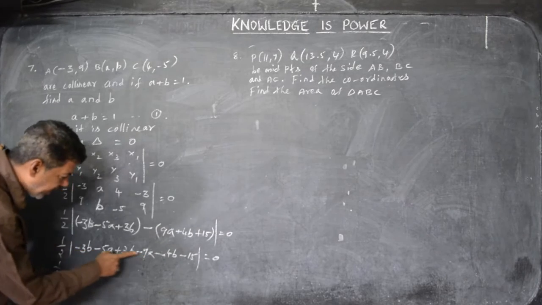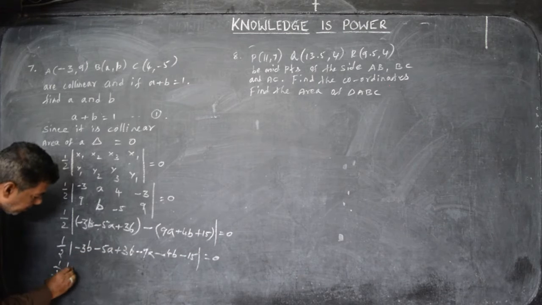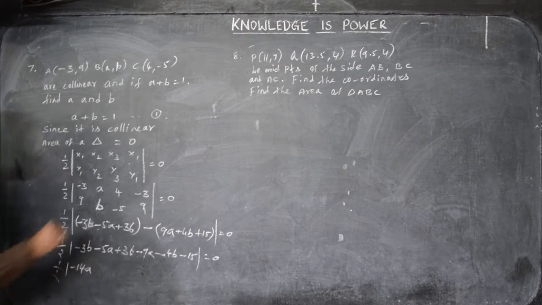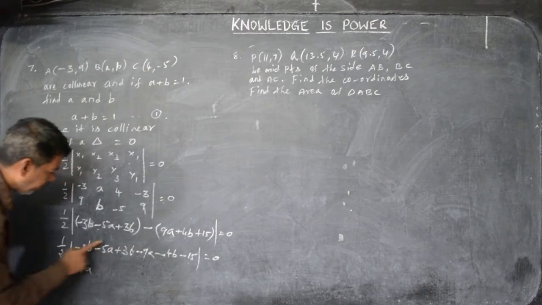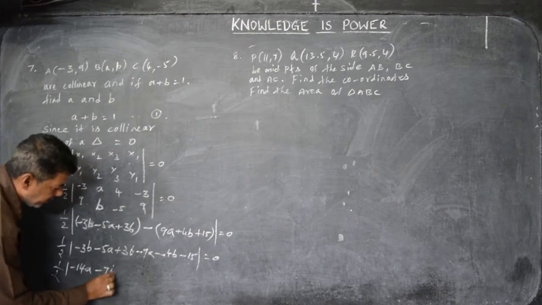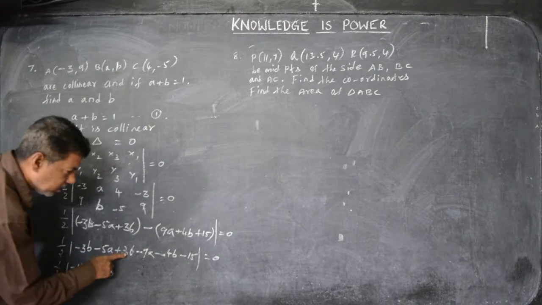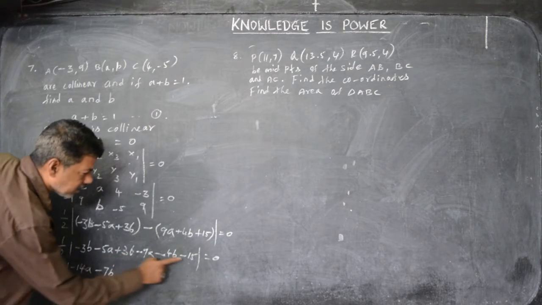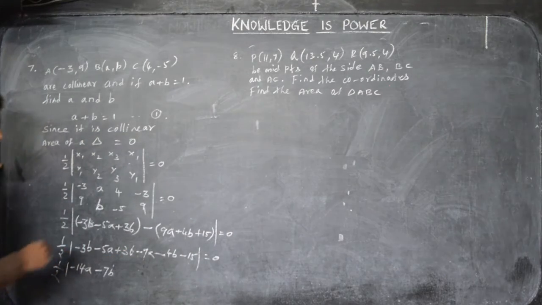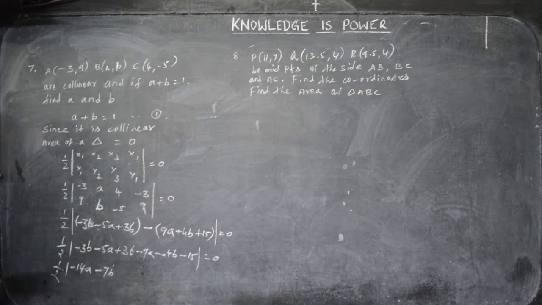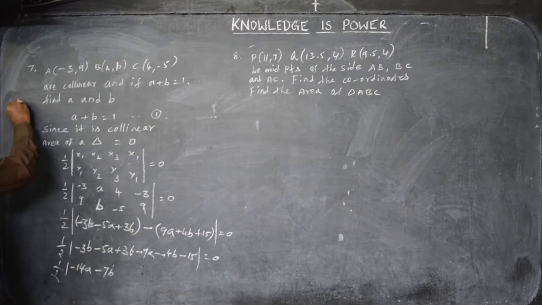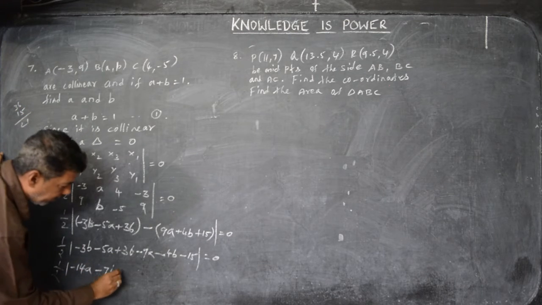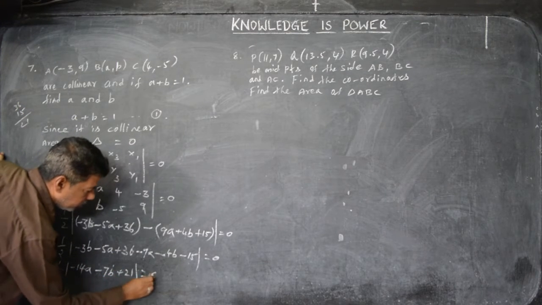5a is there. 9a, 5a, both are minus, 14a. Here there is minus 4b minus 3b, minus 7b. Numbers: 36 minus 15. When you subtract that, what will we get? 21. So minus 14a minus 7b plus 21 equal to 0.